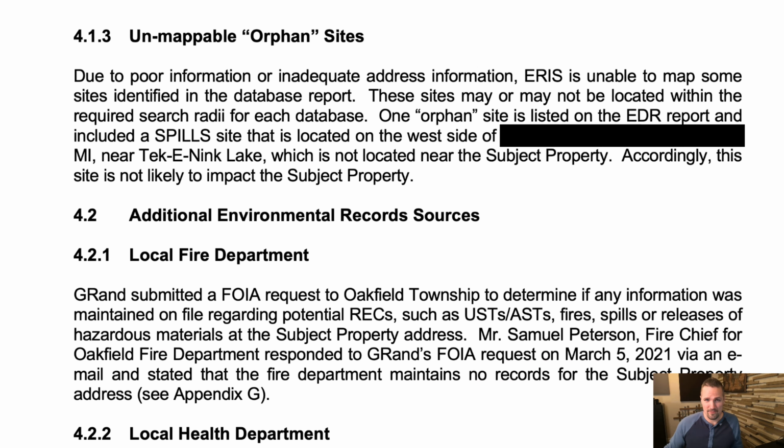And the next step, we have these unmappable orphan sites. What that means is that there were sites with issues, like a spill site that is located on the west side, and there were other sites indicated in the database report listed above, but for whatever reason, we're not really sure why, the database is unable to map some of those sites required in the report.